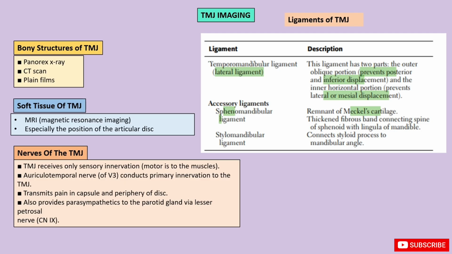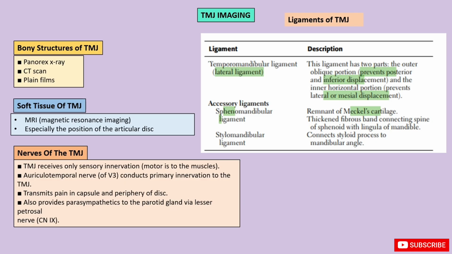Now the different ligaments of the TMJ we have, like the temporomandibular ligament, which is the primary ligament of the TMJ. It has two parts: the outer oblique that prevents posterior inferior displacement, and the inner horizontal that prevents lateral or medial displacement. Then there are two helping ligaments too, the sphenomandibular and stylomandibular.